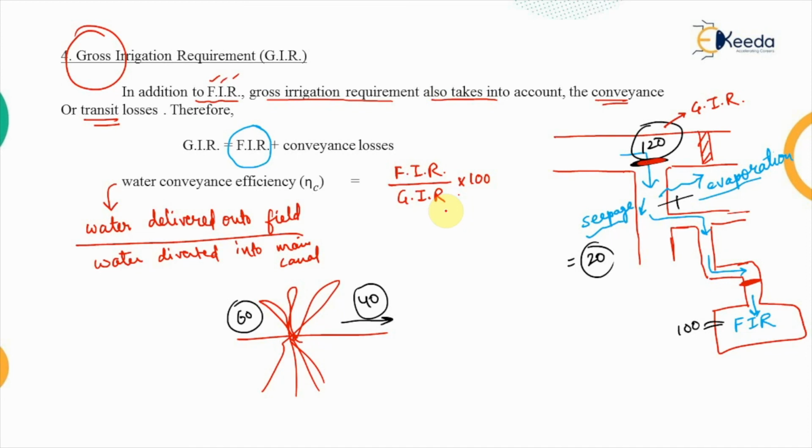Now this particular irrigation requirement takes into account the conveyance losses. So that completes all types of irrigation requirement. In the next video we will take a look at the assessment of the irrigation water which is required by the crop.